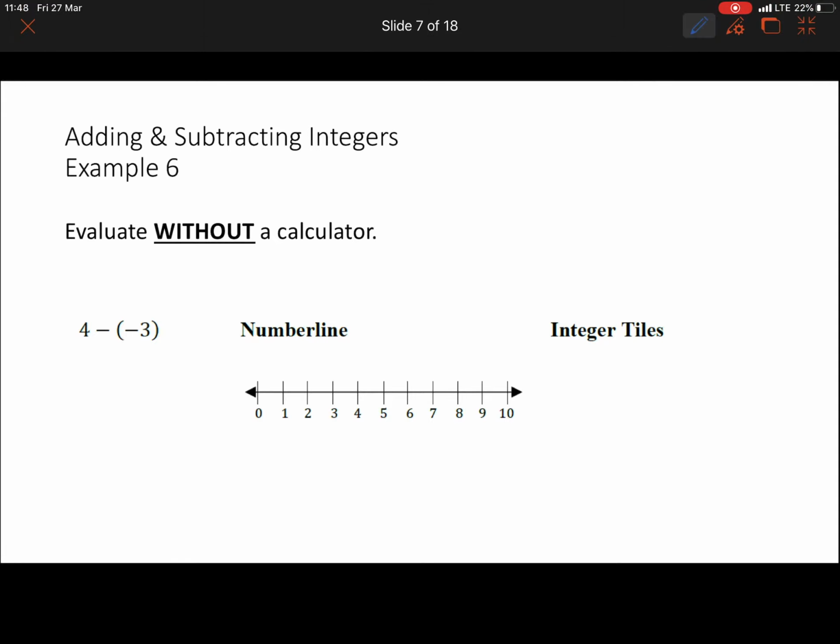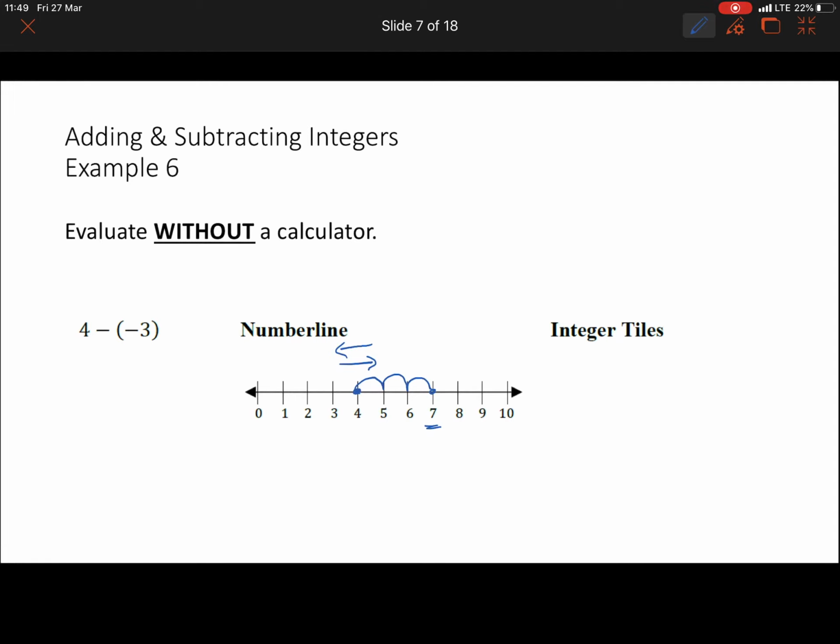4 minus negative 3. So you start on 4. The minus tells us to change direction, but then there's another negative in front of the 3, so we change direction again. So in this situation, we actually end up still moving forward, giving us an answer of 7.